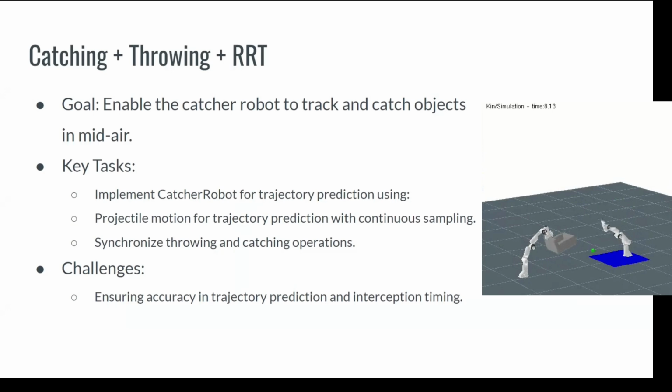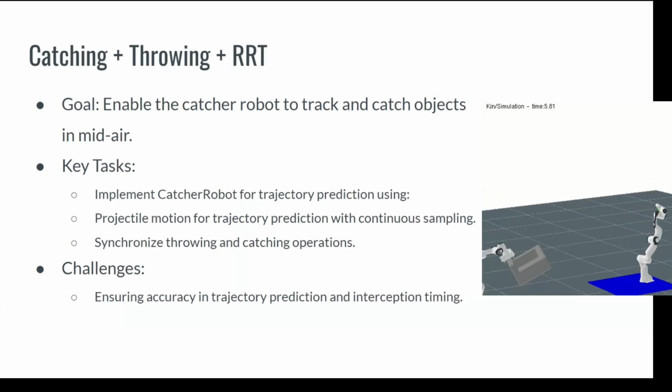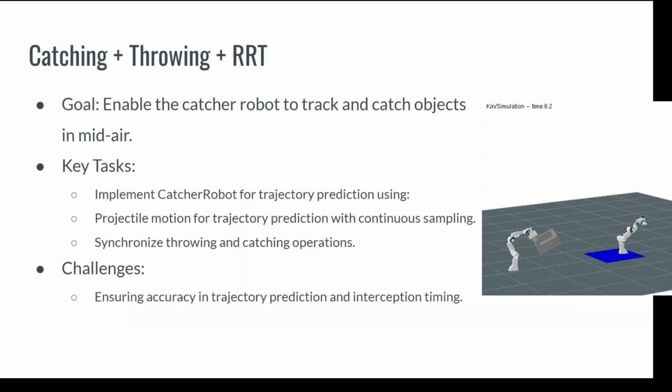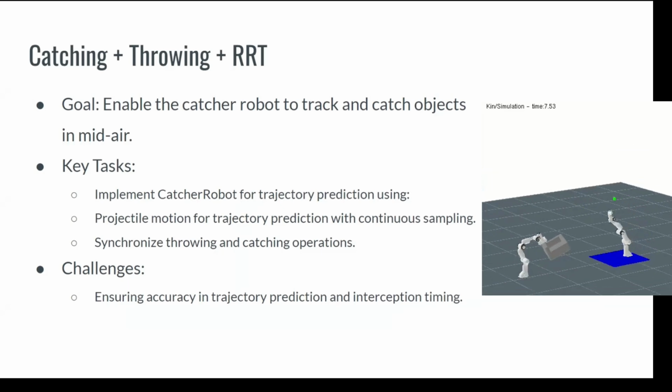Along with the throwing and RRT part, our goal was to enable the catcher robot to track and catch objects in midair. We only use a ball to try this. Our key tasks were to implement a catcher robot with projectile motion for trajectory prediction and continuous sampling, and then to synchronize the throwing and catching operations together. The hardest challenge for us was to ensure accuracy in trajectory prediction and interception timing.